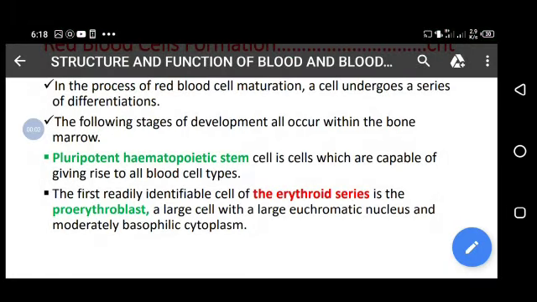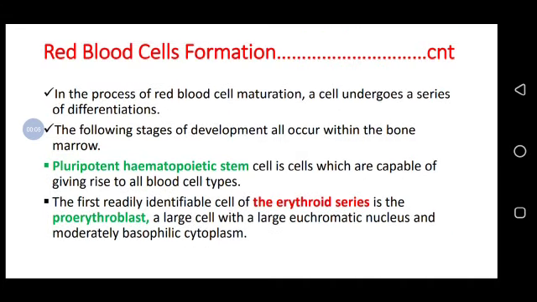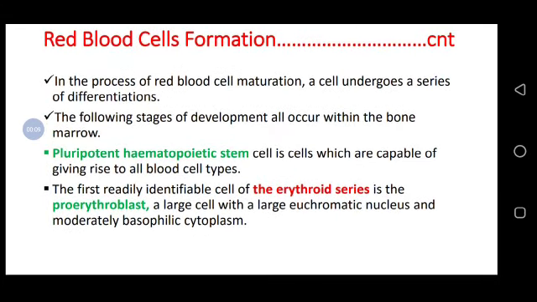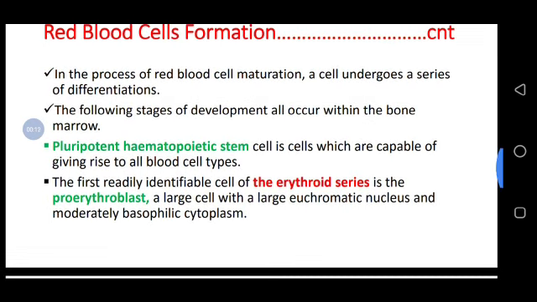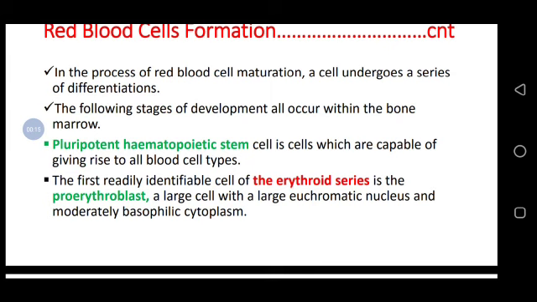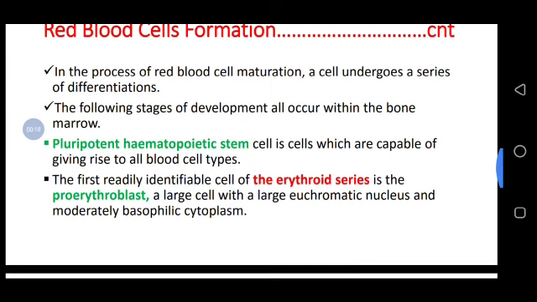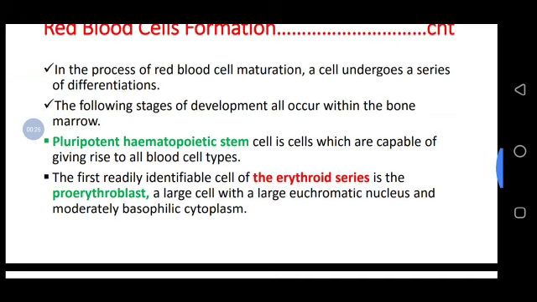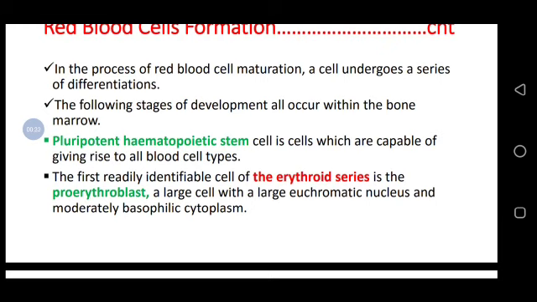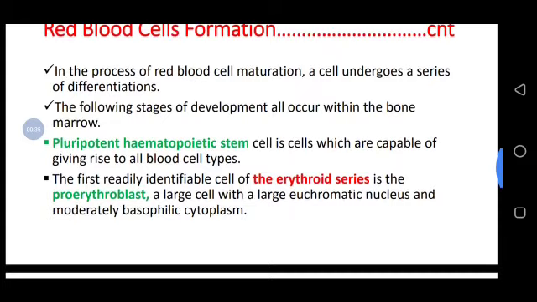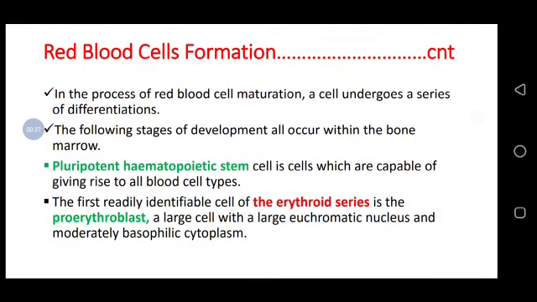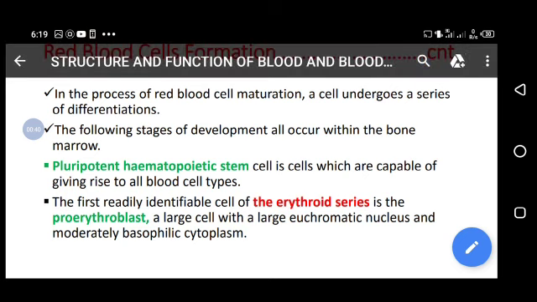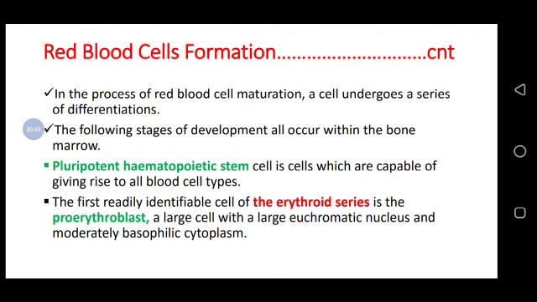So, in the process of red cell maturation, a cell undergoes a series of differentiation. The following stages of development occur within the bone marrow. So this stem cell, we have this mother cell, we call it the stem cell, which is the myeloid cell, the one which can go through a process or stages of differentiation to give a lot of different types of blood cell. So we have the process itself, equal to the hematopoietic system or the hematopoiesis.